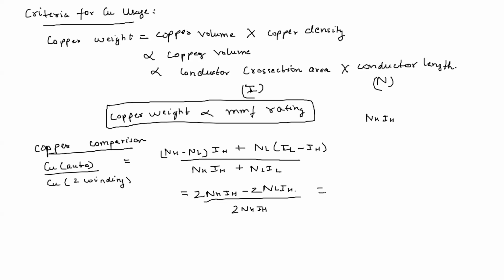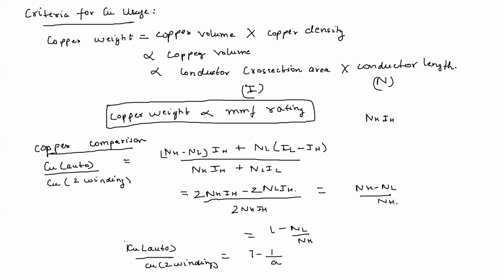If I again simplify, this becomes NH minus NL by NH. So this comes out to be 1 minus NL by NH. So copper auto by copper two winding comes out to be 1 minus 1 by A. Okay.